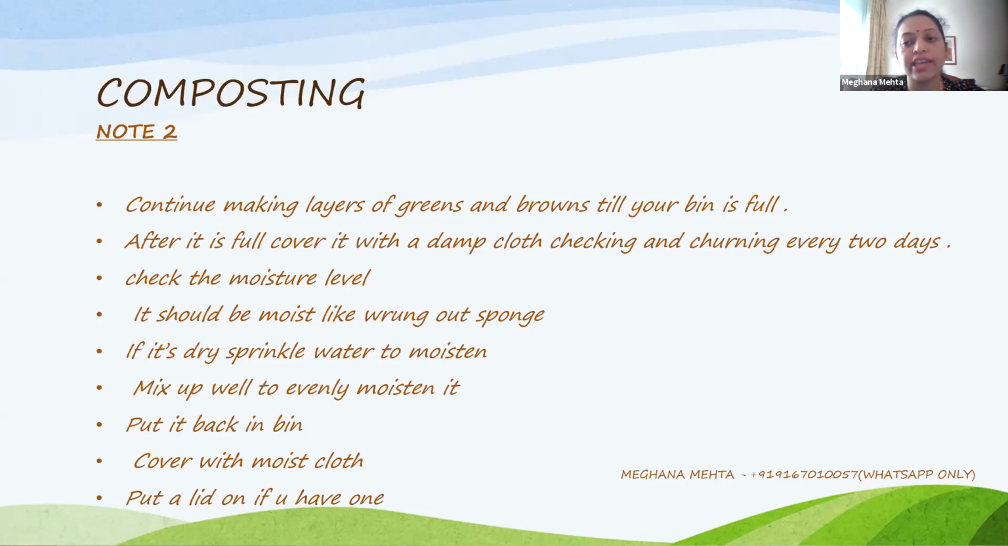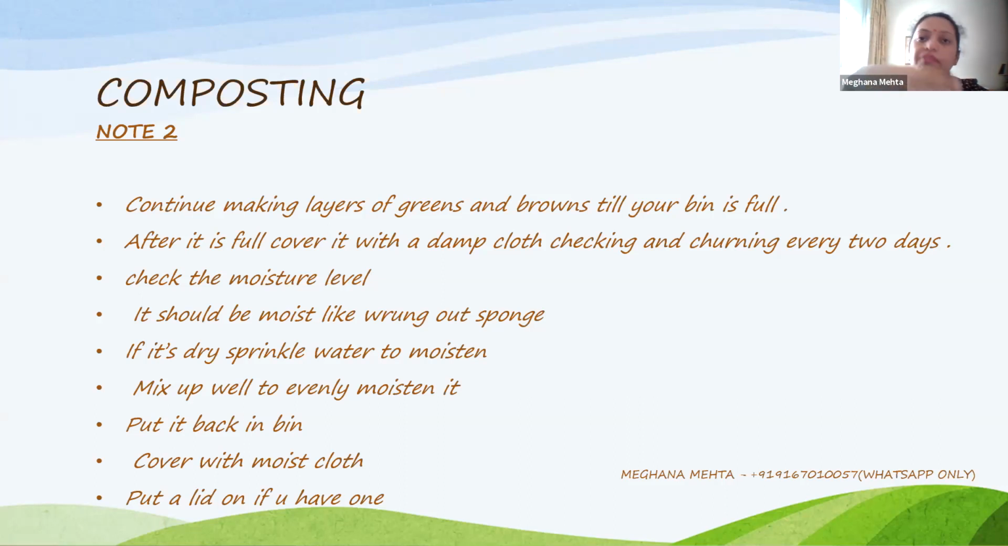Now, after it is full, covered with a damp cloth, we check and churn every 2 days. We also check the moisture level. Now, how much water should be there inside? It should be moist like a wrung out sponge. If we take it in our hand and squeeze it, the water should not drip. If the water is dripping, do not put greens for that day, put browns.